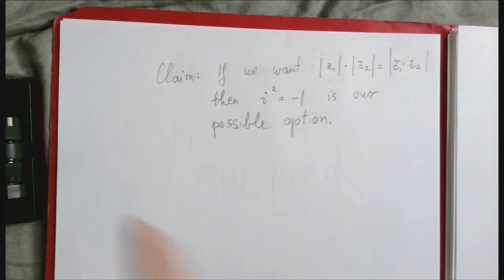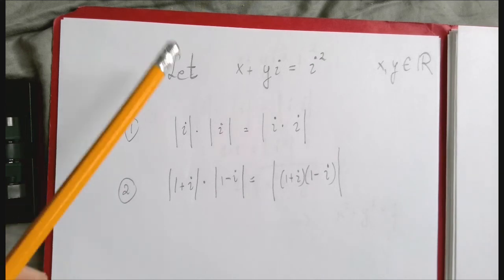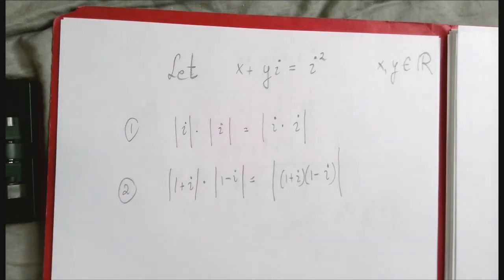Okay, let's prove this statement. First, we're going to say let our mystery i squared be denoted by x plus yi, where x and y are real numbers. Every time you're looking for a complex number, really you're looking for two real numbers. And let us look at these two statements. Both of these statements deal with the absolute value being multiplicative, and both address a specific example.